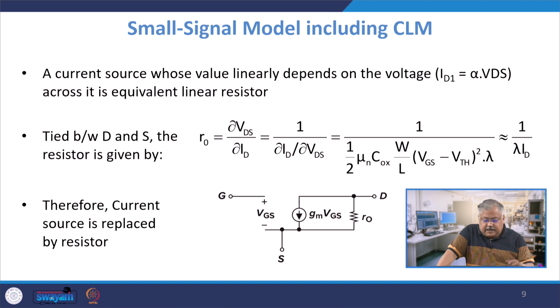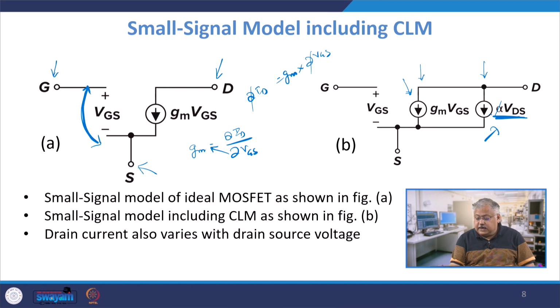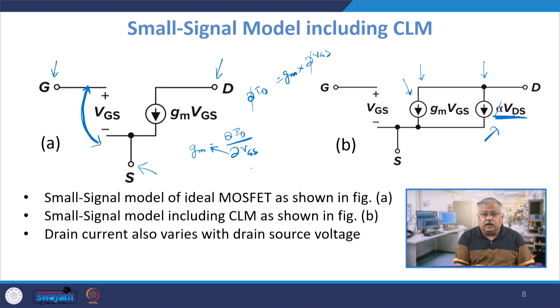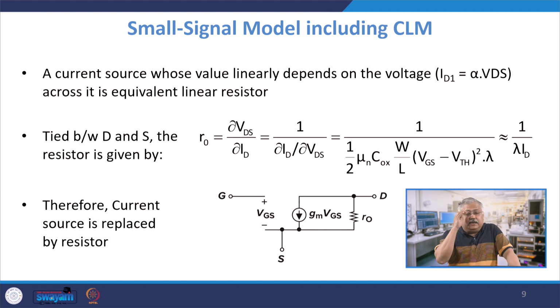Now the current source whose value will linearly depend upon the voltage, you see there is a linear dependence on alpha VDS. If you go back here, you see GM is a function of lambda VDS, a linear dependency is there, right? What I was talking about, linear resistance in presence of CLM: in the absence of CLM, I told you the resistance will be infinitely large. Because of the presence of CLM, there will be an equivalent linear resistance available at the output of the current source. And this resistance is given by what?